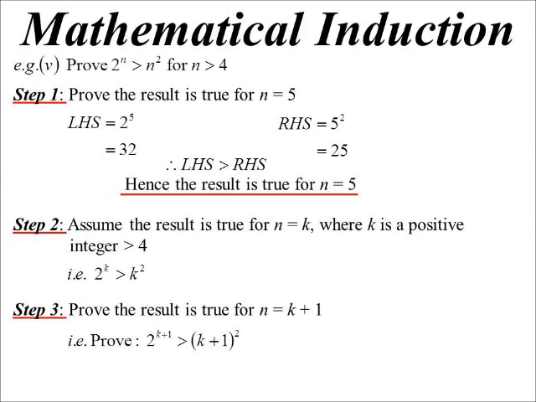Some people like to move everything to the left-hand side and show it's always greater than 0. I'm going to do it this way. Let's have a look. So I'm starting with 2 to the power of k plus 1. I want to show this is bigger than k plus 1 squared. Well, I know it's equal to 2 times 2 to the power of k. That'll allow me to get the assumption. And I assumed 2 to the power of k was greater than k squared. So I now know 2 to the power of k plus 1 is greater than 2k squared.